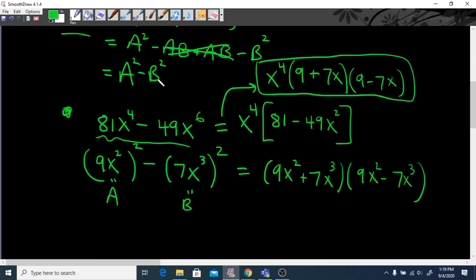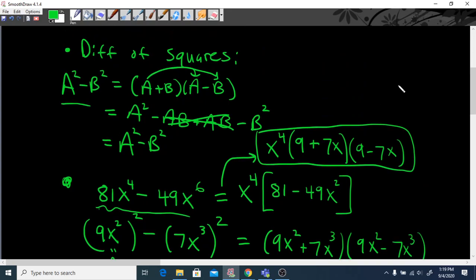So the point here is always do GCF first. Okay? GCF first. That is absolutely crucial. When it comes to factoring, you always, always, always want to do the GCF first. Okay? Next we have a quadratic trinomial.